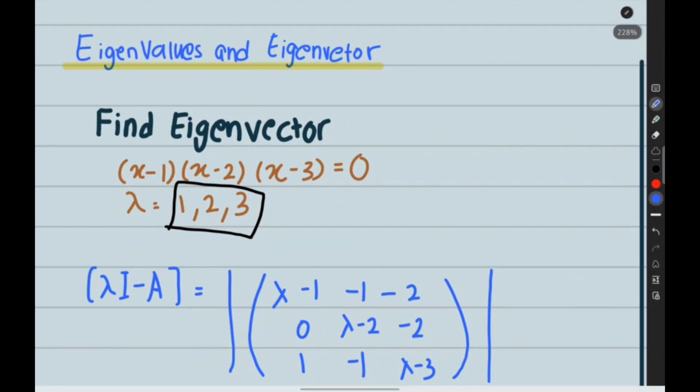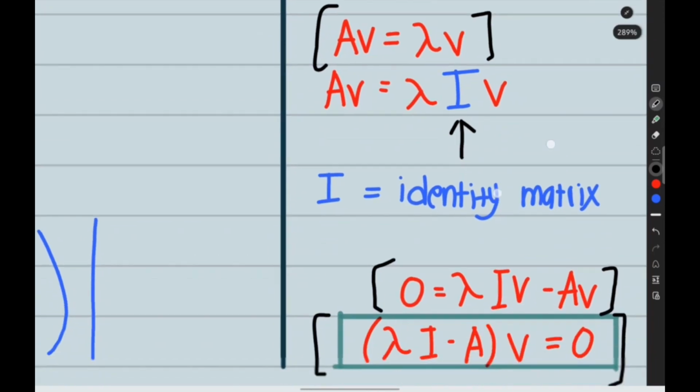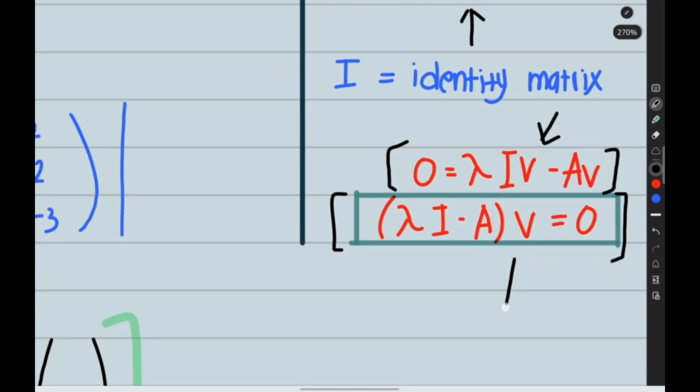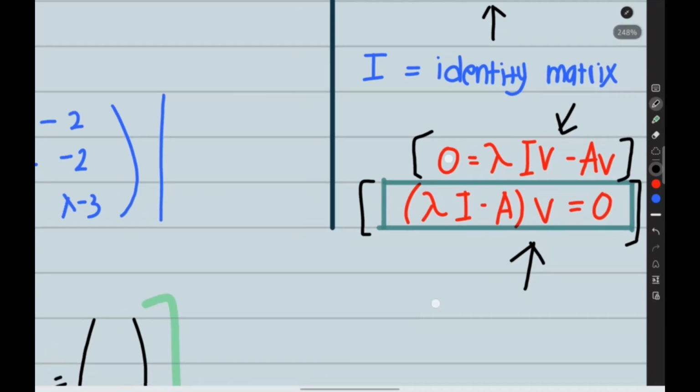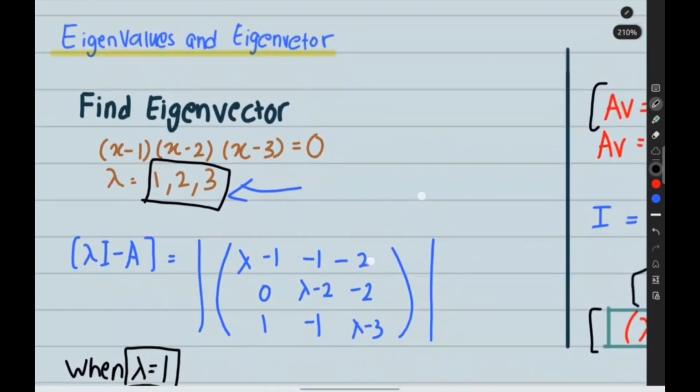Okay, next, after we know the eigenvalues for this example, our eigenvalues are 1, 2, and 3. We can use this formula, Av equal to lambda v, and then we put the identity matrix as I. We subtract both terms, and then we get 0 equal to lambda Iv minus Av. Next, which is the last step, we factor out the v, and then we get lambda I minus A times v equal to 0. After we know the formula, we can use it to find the eigenvector.